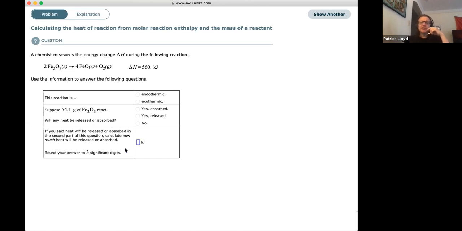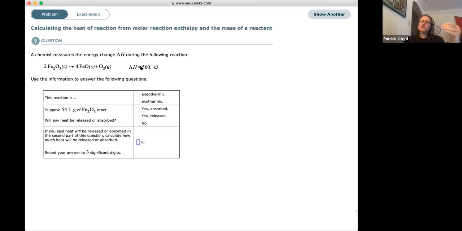Now, the issue is, how do we calculate how much? So what we're given is the mass, 54.1 grams of Fe2O3. So they're giving us the grams of Fe2O3, and we're asked to find how much heat is absorbed. It would be absorbed in this case, right? Because this is positive, right? If this were negative, it would be released.